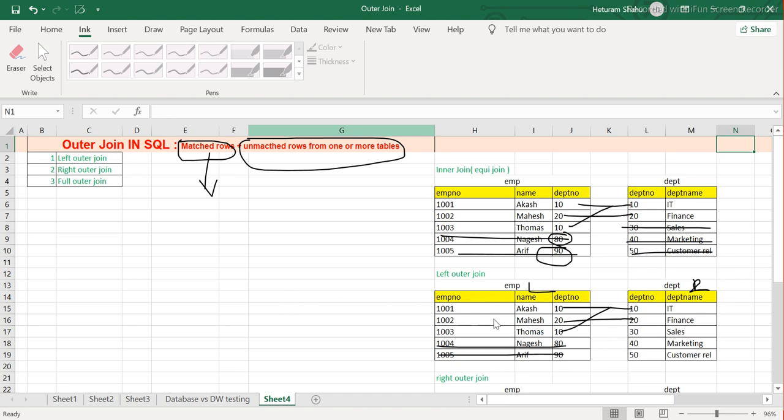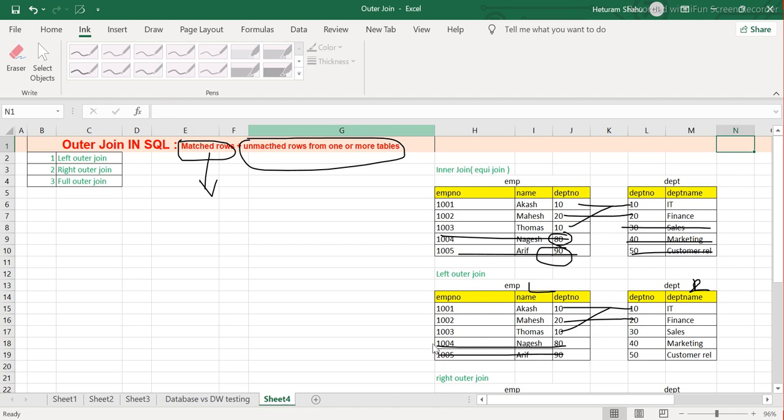So let's say I just want to display all the columns from the employee and department tables. So I have to display all these three and these two columns. What will the output be in the left outer join? It will be the matched rows first: 1001 Akash 10, 10 IT; 1002 Mahesh 20, 20 finance; 1003 Thomas 10, 10 IT. This is the matched one.